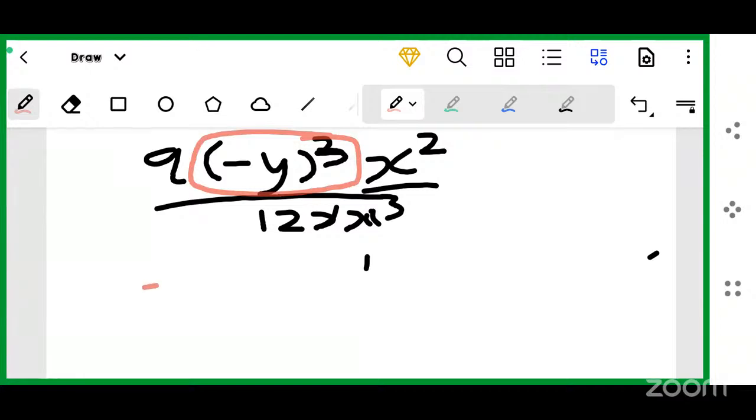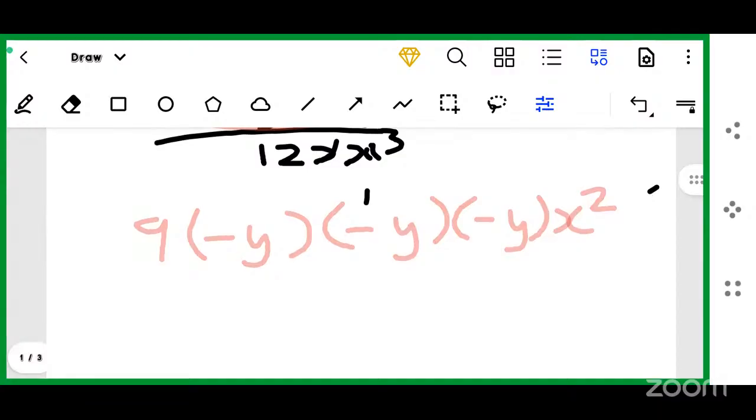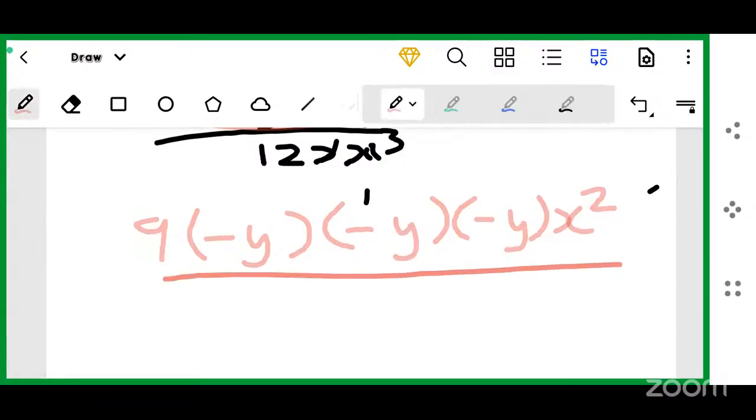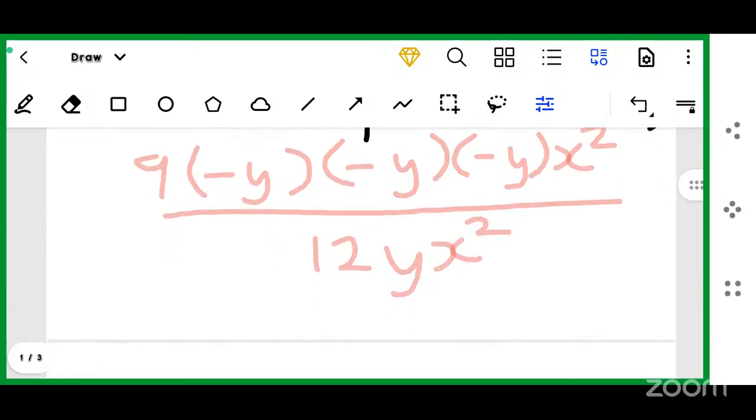So we can say 9 into negative y, negative y, x squared over 12y x to the power of 2. Are you following? Yes. Okay, perfect.